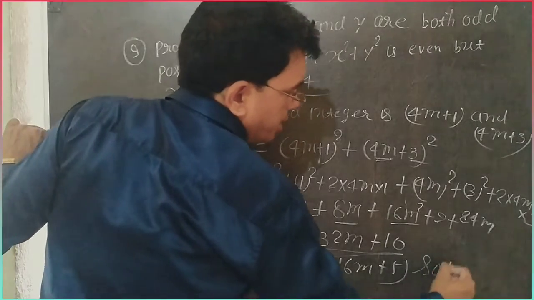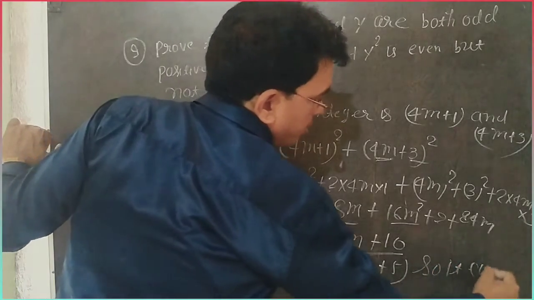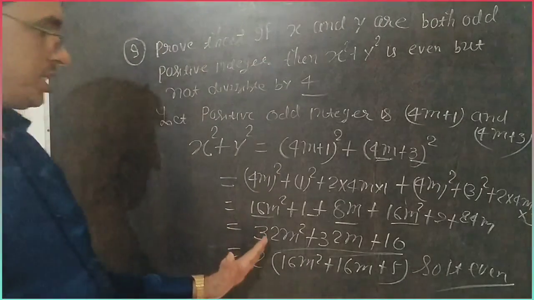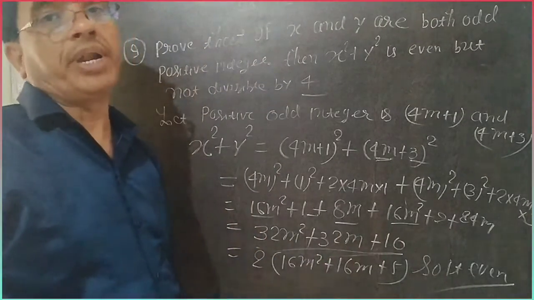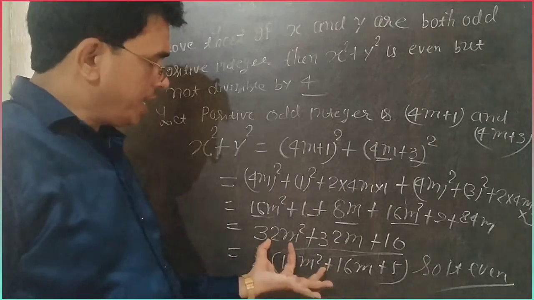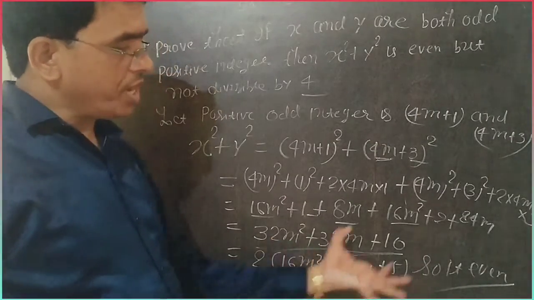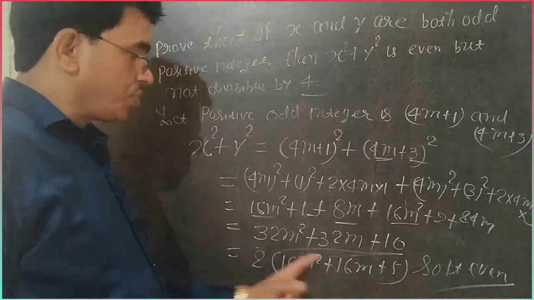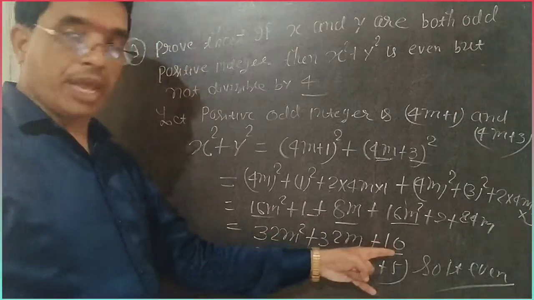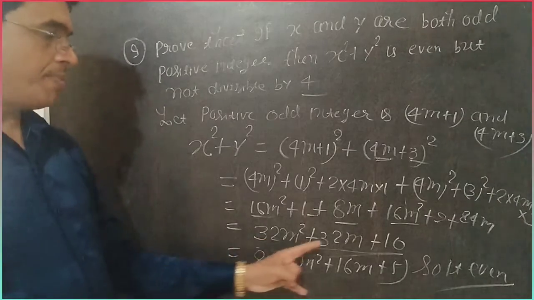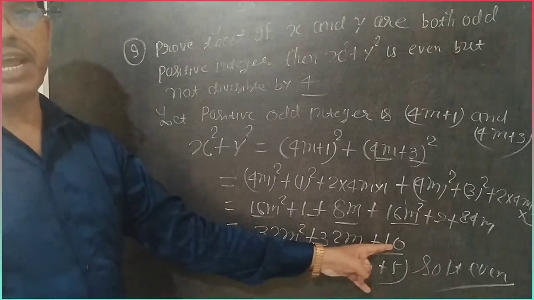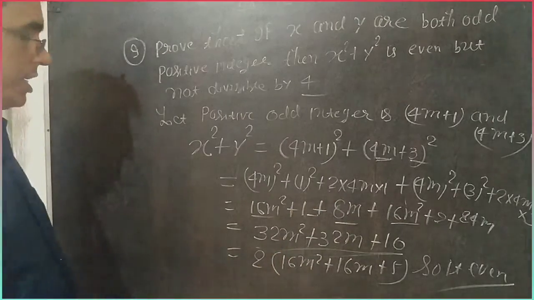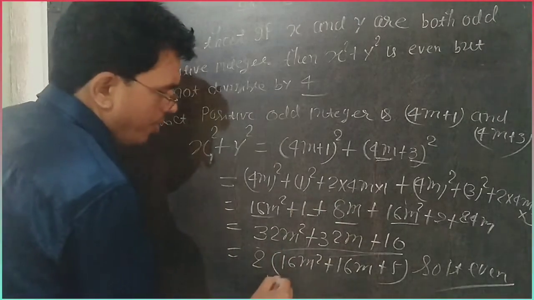So it is even because it is a multiple of 2. Each term has 2 common, then it is a multiple of 2, so it is an even number. But it has no common 4 among them. Here 4 is common, there 4 is common, but it has 10. It has no 4 common. So we write, but it is not divisible by 4.